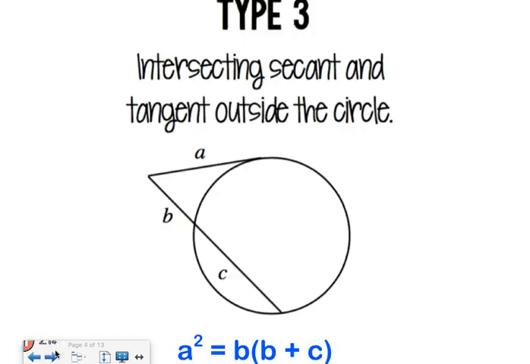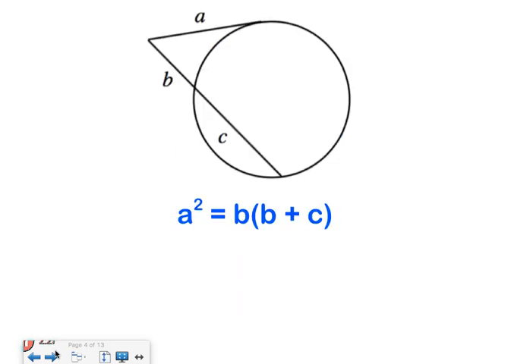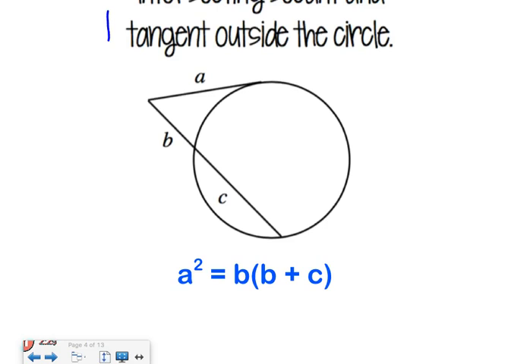And then our last one is when we have a tangent and a secant that intersect. What's a tangent line? It just touches the circle once. So this guy touches it once. So to find missing measures, a squared is equal to b times the whole thing. These will probably make more sense to try with numbers, but just get these down in your notes.